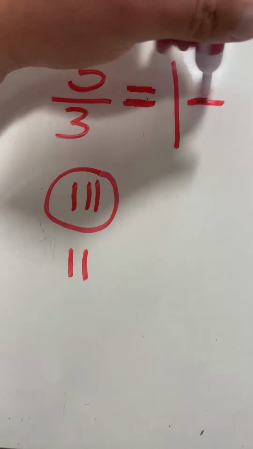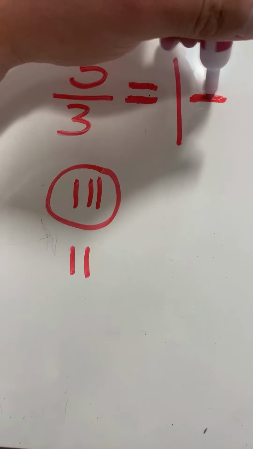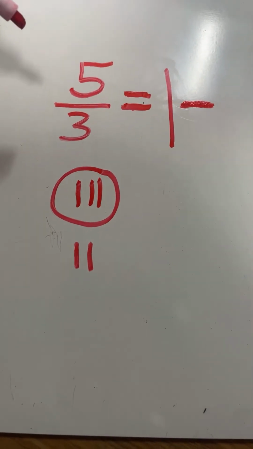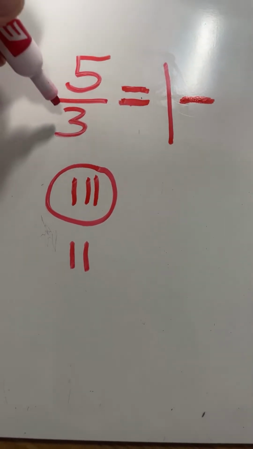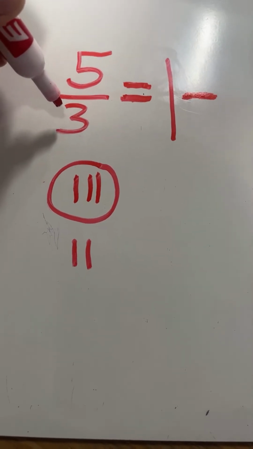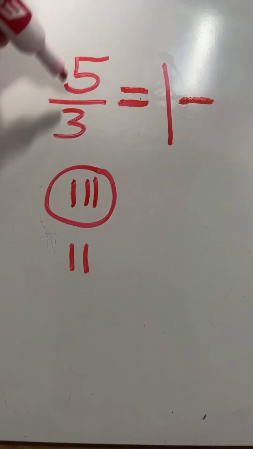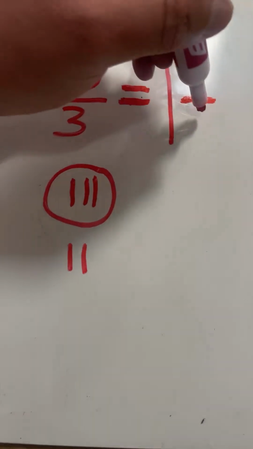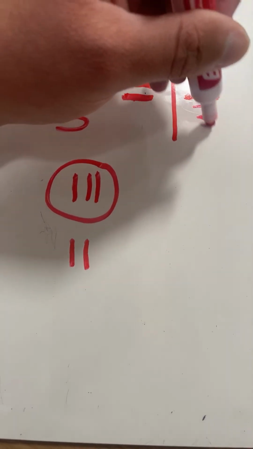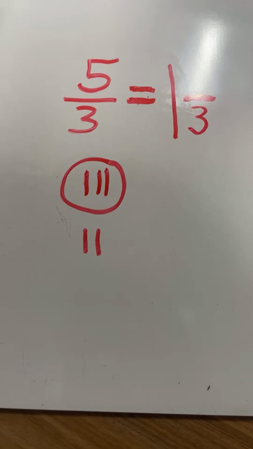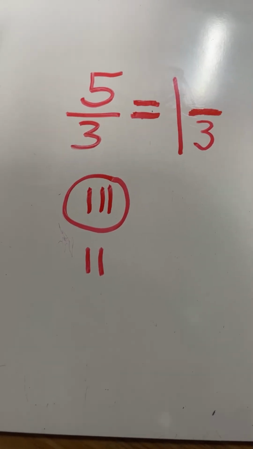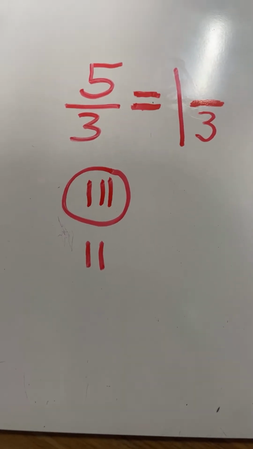Now here's how we determine what the fraction next to the whole number is for our mixed number. Whatever our denominator is in the improper fraction, that's going to stay the same. So 5/3, our denominator is 3. 3 is going to be the denominator when we convert it to a mixed number. Now our numerator is whatever our remainder is.